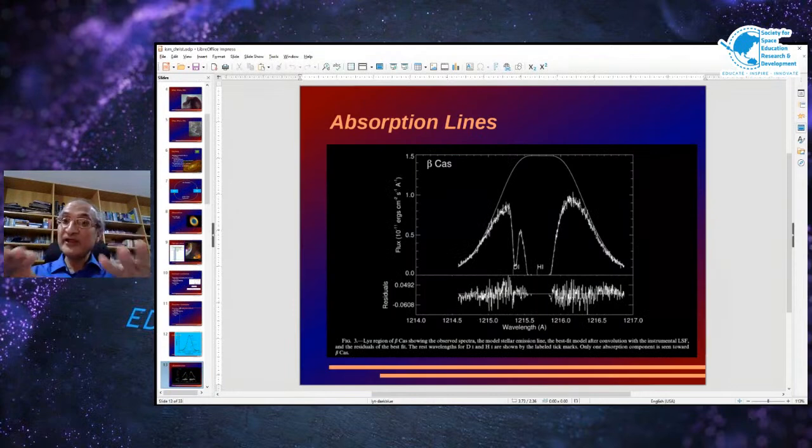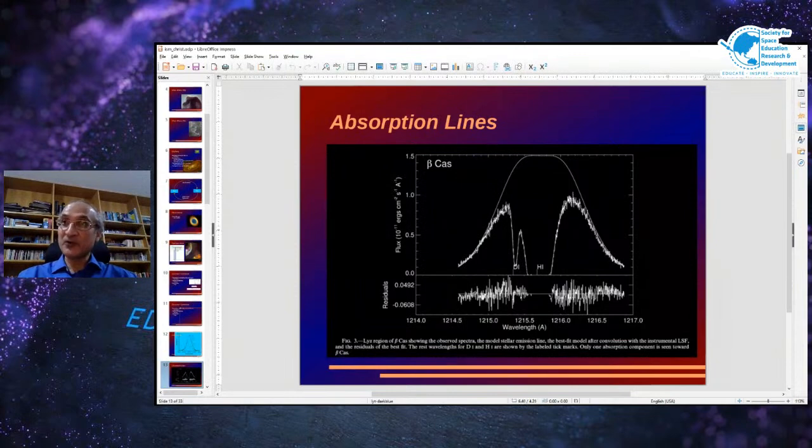And so now if I look at a real absorption line, this is an absorption line against a star. Why is it an absorption line? It's because the interstellar medium is dark. So the only way for me to observe it is against a bright object. So I'm looking at a star. This particular star is beta Cas, and I'm looking at the Lyman alpha line. And so what I see is the hydrogen line in the center, and on the wings of the hydrogen line, I see the deuterium line. You see the deuterium line is much narrower than the hydrogen line. That's because there's much less deuterium than hydrogen.